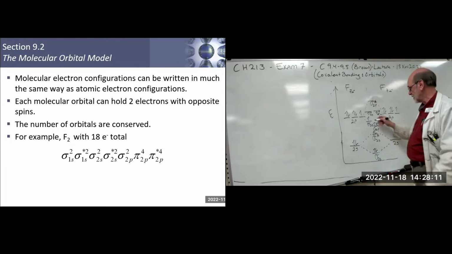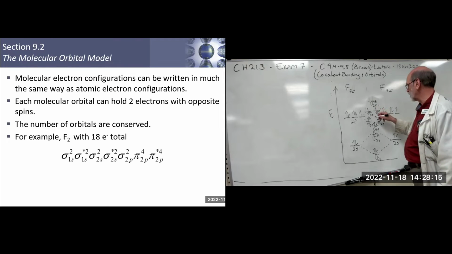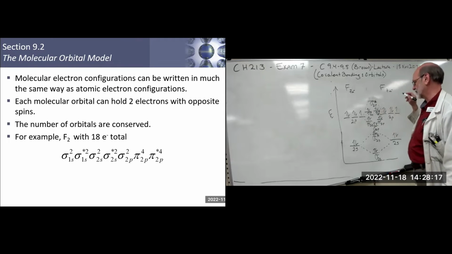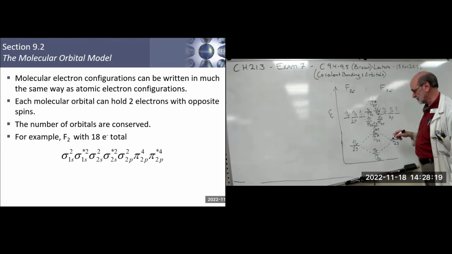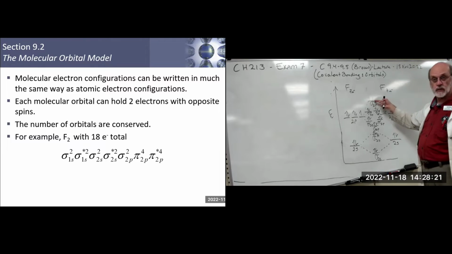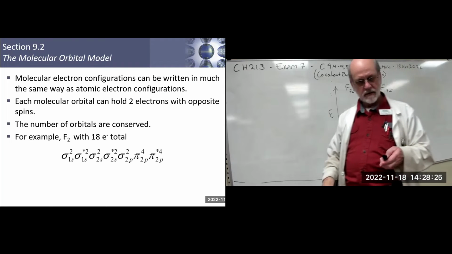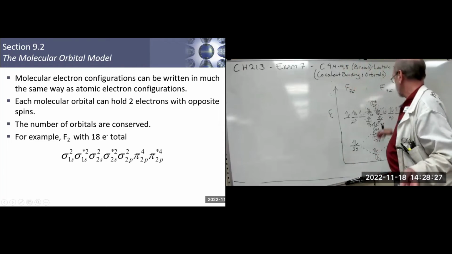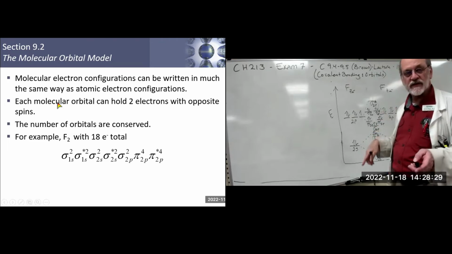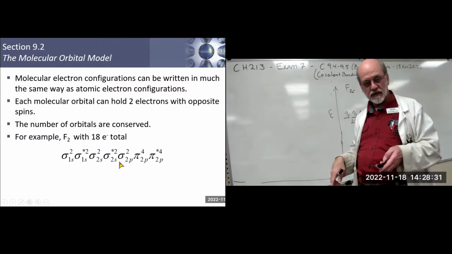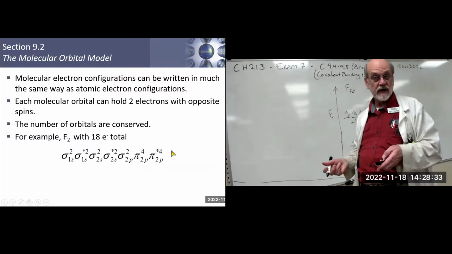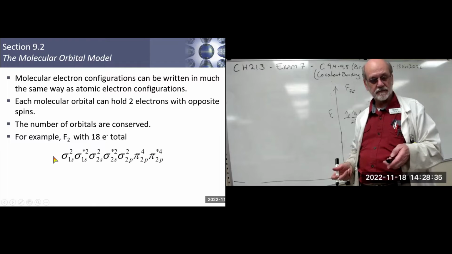Now we can go back and fill the rest, up to 14. Okay? We didn't even use this one, right? That's why the sigma 2p star is not anywhere in this arrangement, because there are no electrons to fill it, so we just leave it out.